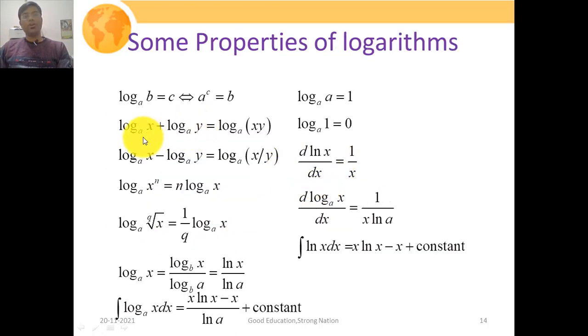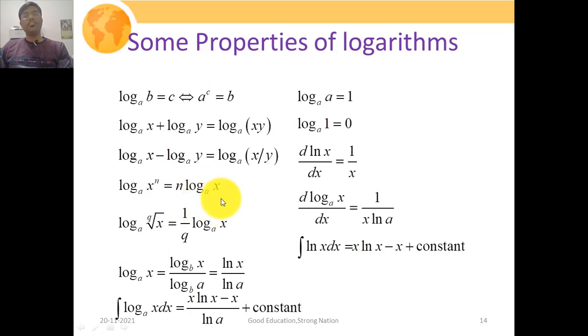So these are certain properties of logarithms. Log of b to the base a equal to c implies a to the power c equals b. Log a to the base a is equivalent to 1. Log x to the base a plus log y to the base a is equivalent to log of the multiplication of these two. Log of 1 to any base is equal to 0. Log of x to the base a minus log of y to the base a is equal to log of the division. The derivative of log of x is equal to 1 over x, and log of x to the power n to the base a is equal to n log of x to the base a.